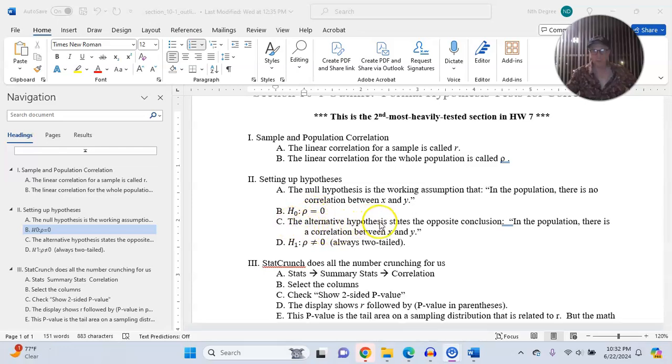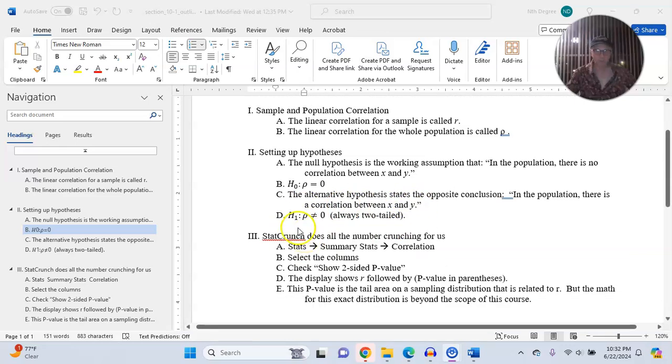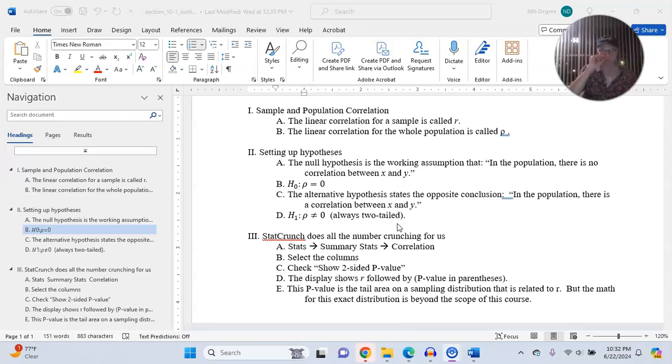Okay, so the alternative hypothesis would state the opposite conclusion. In the population, there is a correlation between X and Y. And that is symbolized by saying that rho is not 0, because remember, if there's a correlation, it can be either positive or negative. So for that reason, this hypothesis test is always two-tailed. We want to find out if rho, the population correlation, is just 0, or if it's not 0, which means that it could be either positive or negative, significantly large or significantly small. Two-tailed.